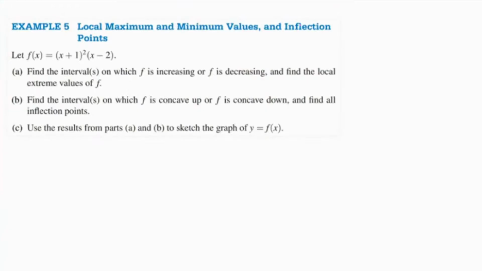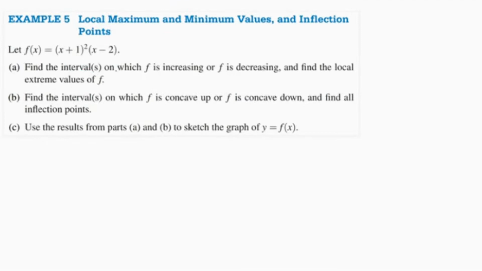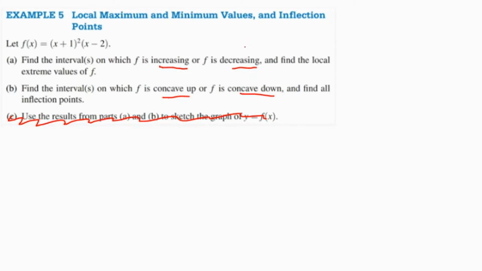Let's move on. Here's our example. It says, let f of x be defined as shown. Find the intervals where we have increase or decrease and find the local extreme values. Then it says find the intervals where we have concave up or concave down and find the inflection points. Part C, we will not do for this problem. We will analyze our first and second derivatives.